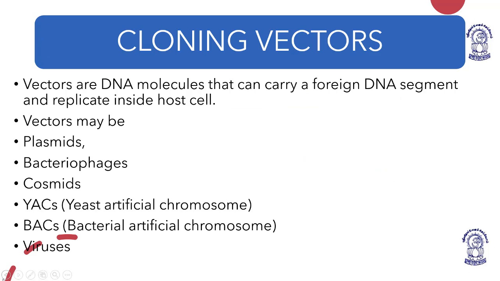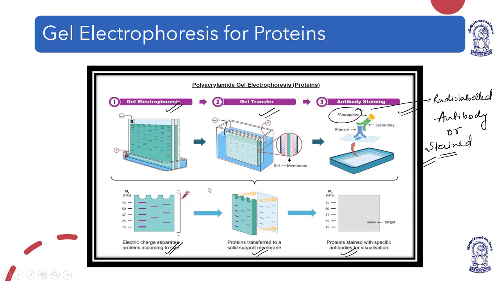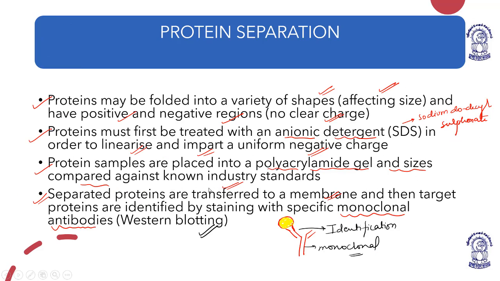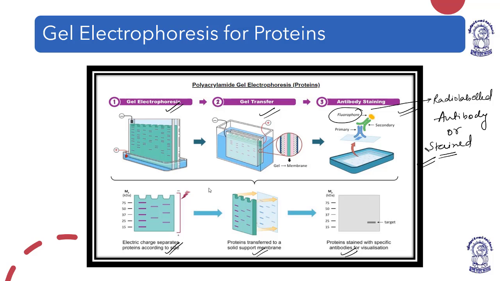I hope you got it. So my dear students, this is how polyacrylamide gel electrophoresis is done for the separation of proteins and DNA. We will be discussing cloning vectors, their types, and especially pBR322 in detail in the next class.